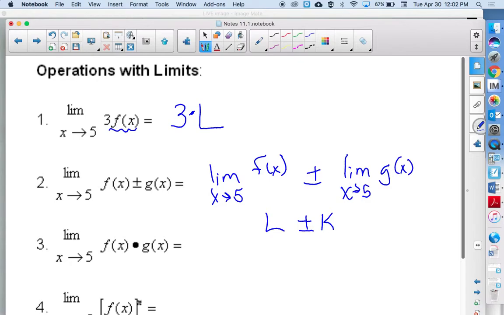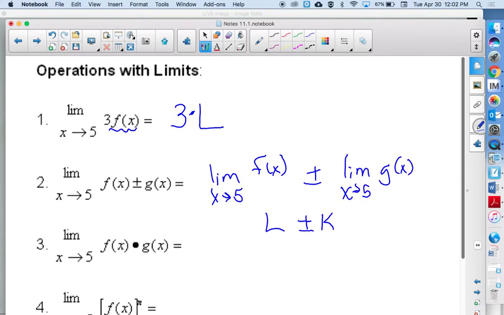And I think that was number 49, part B. So the limit of the first function plus the limit of the second function. You're just adding the limits together. So with operations of functions, you're actually focusing on the limit. You're not actually adding the functions and creating a new function.